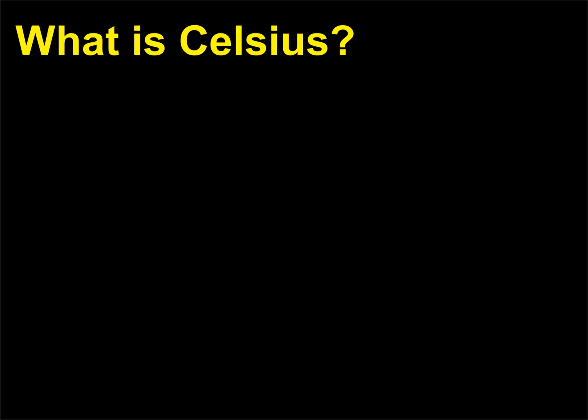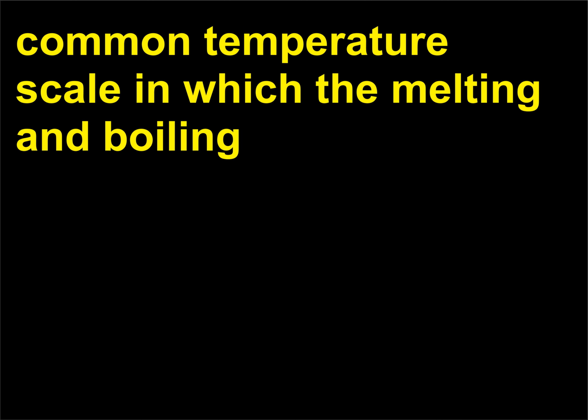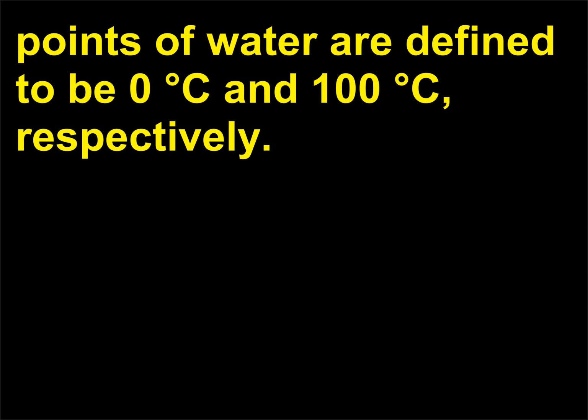What is Celsius? Common temperature scale in which the melting and boiling points of water are defined to be 0 degrees Celsius and 100 degrees Celsius, respectively.